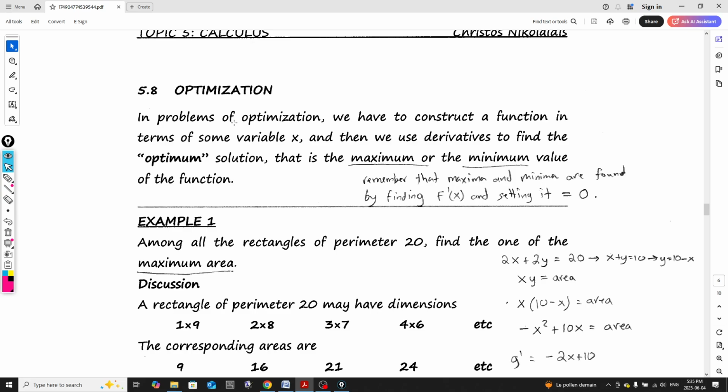Optimization problems are really interesting, because this is where you start seeing real life applications of calculus. Optimization is essentially about taking a real life situation, modeling it using some expression or equation, and then trying to find either the maximum or the minimum of that equation. A lot of times you're looking to maximize profits, or minimize the length of material required.